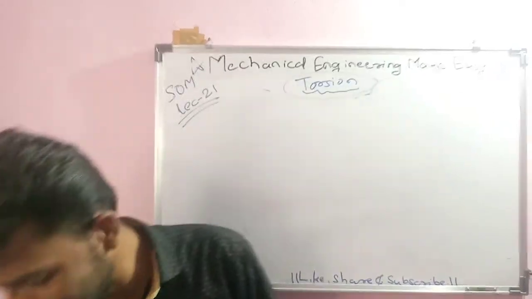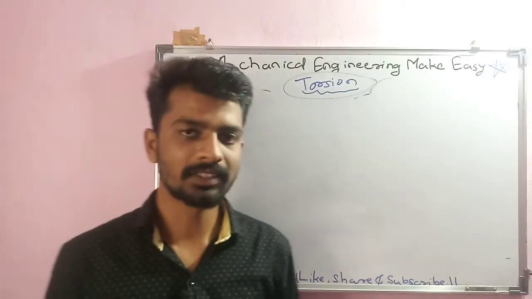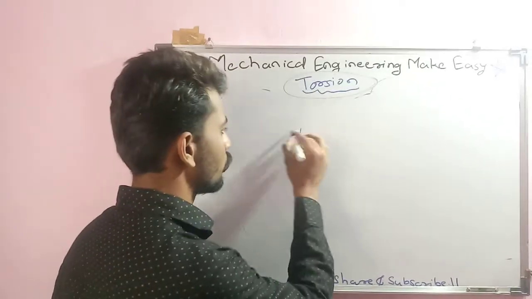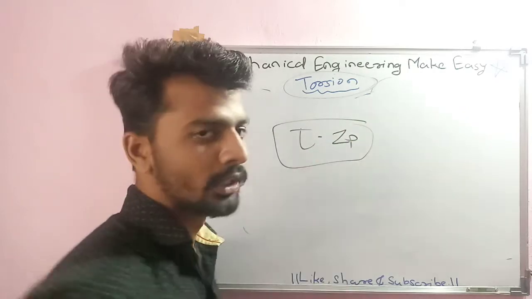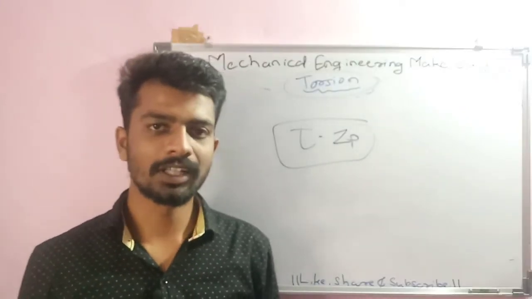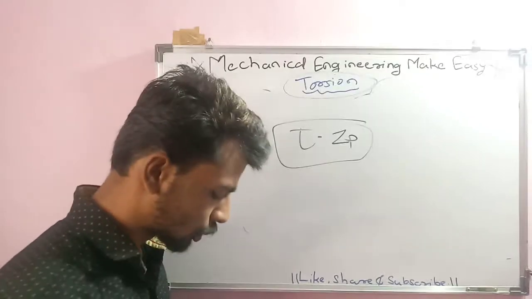That strength we can calculate, which is equal to the ability to resist the action of twisting moment, which is equal to tau into Zp. Okay, that strength is nothing but tau into Zp, the ability to resist the twisting moment. Then the next term is torsional stiffness.